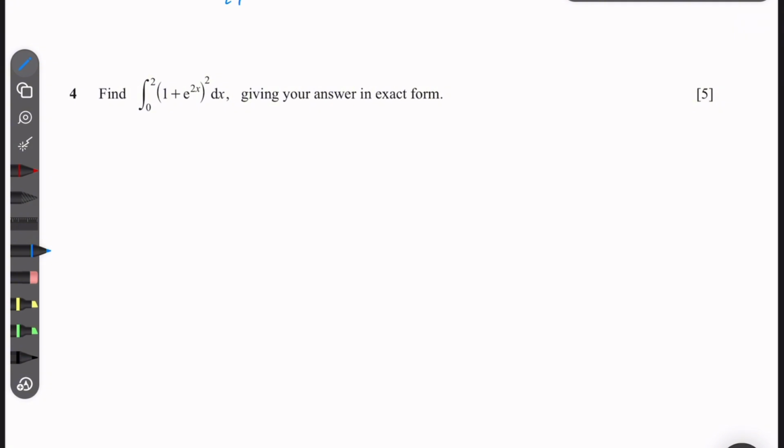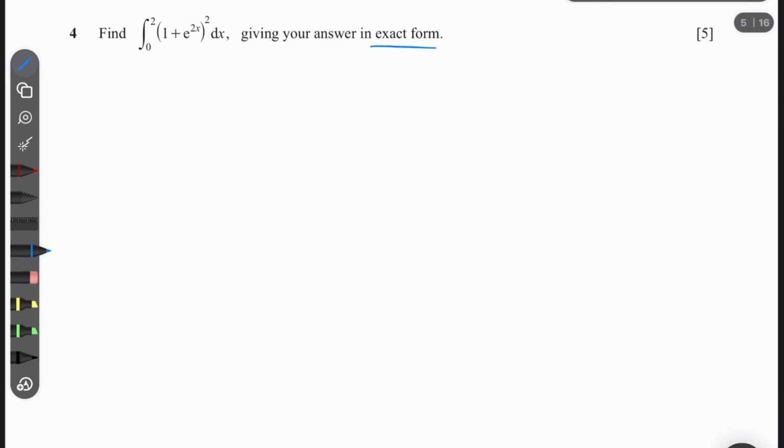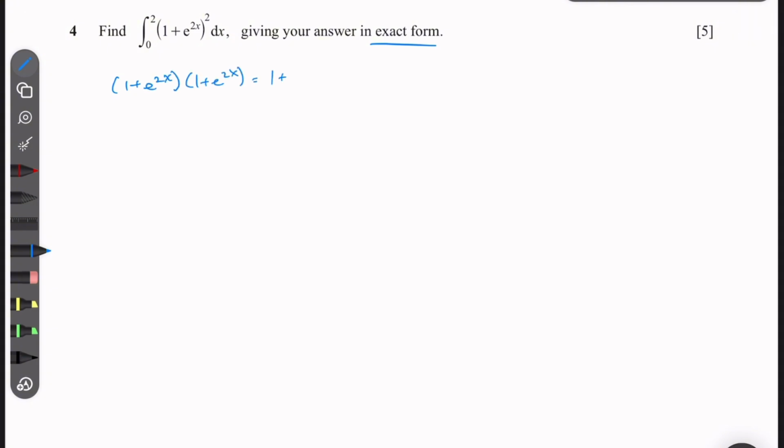Okay, so question 4. Find the integration of this, giving your answer in exact form. So firstly, we can expand the term inside, and this will make integration easier. And then let's just rewrite it. Okay, now we can integrate it.